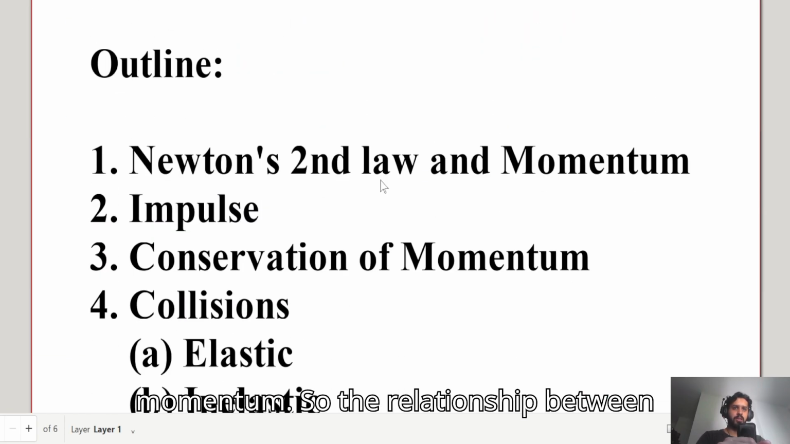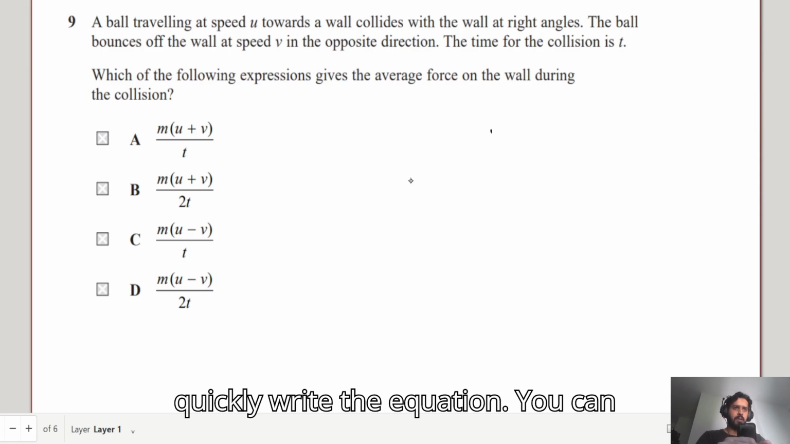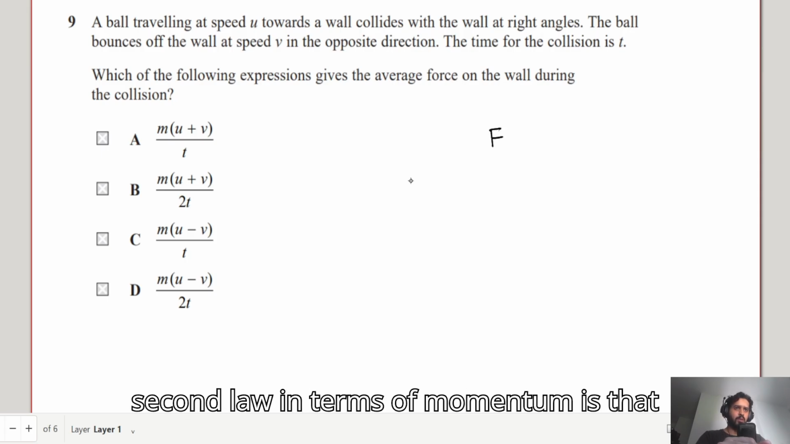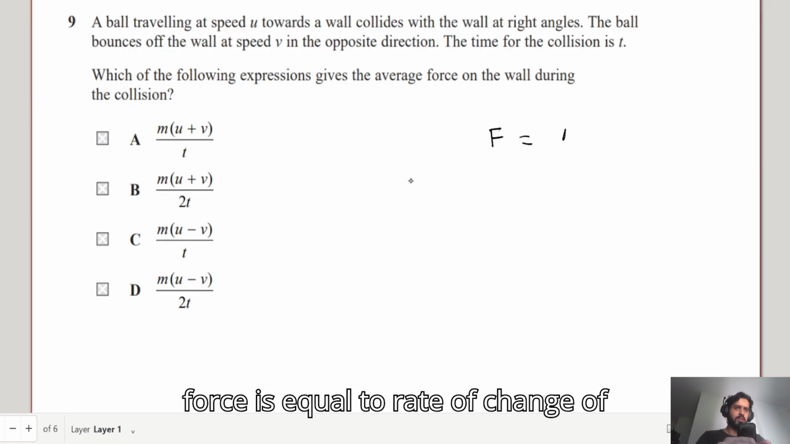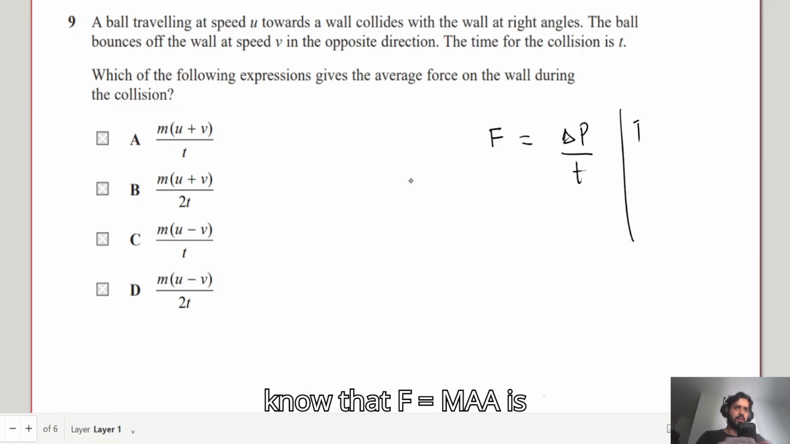Okay, we'll start with this one, and this one is related to Newton's second law and momentum. So the relationship between Newton's second law and momentum. I'll quickly write the equation. Newton's second law in terms of momentum is that force is equal to rate of change of momentum. Where does this come from? We know that F equals ma.